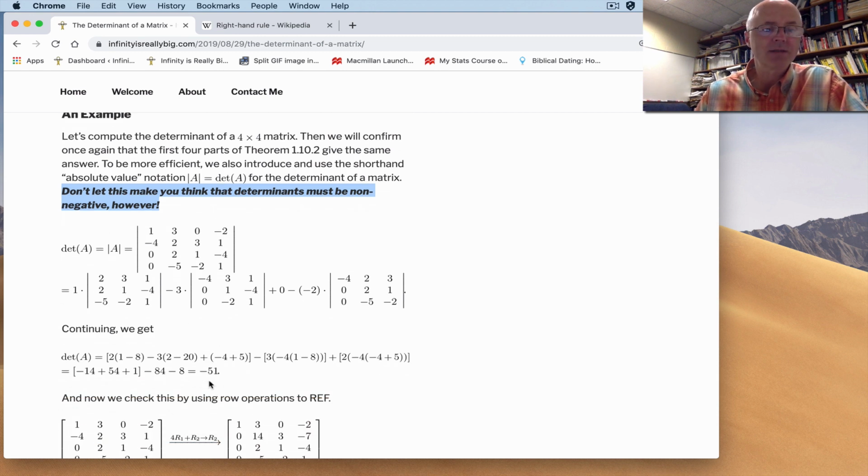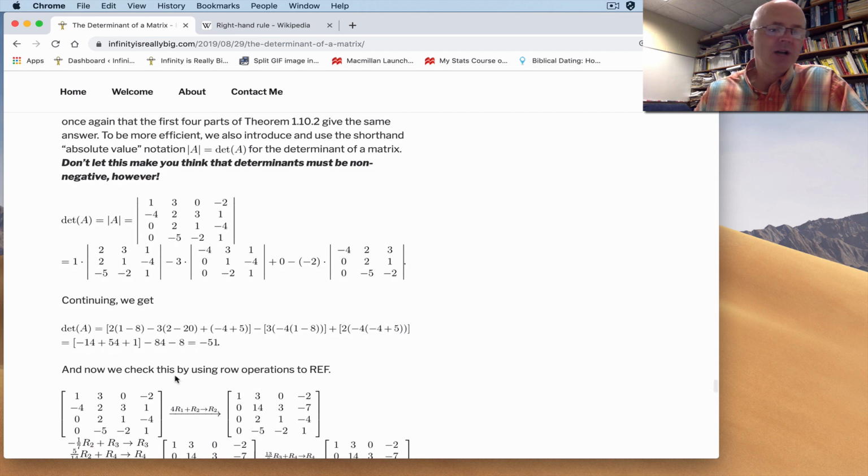This determinant is negative 51. You should double check all these calculations. I'm expanding along that first row with coefficients 1, 3, 0, and negative 2. I didn't put the matrix next to the 0 because I didn't need to, but I have determinants of submatrices here, here, and here. And you should check all these calculations.